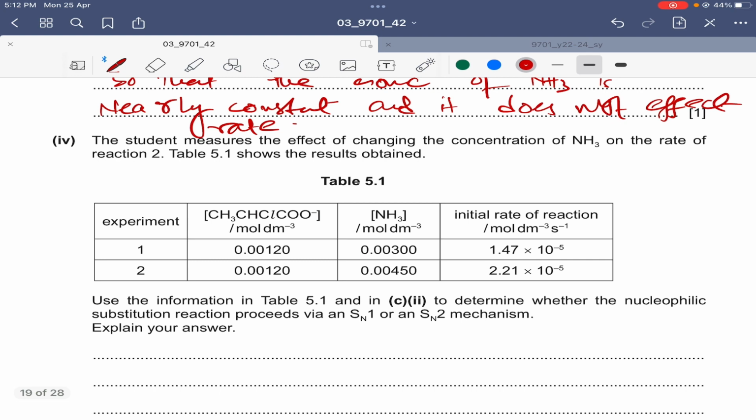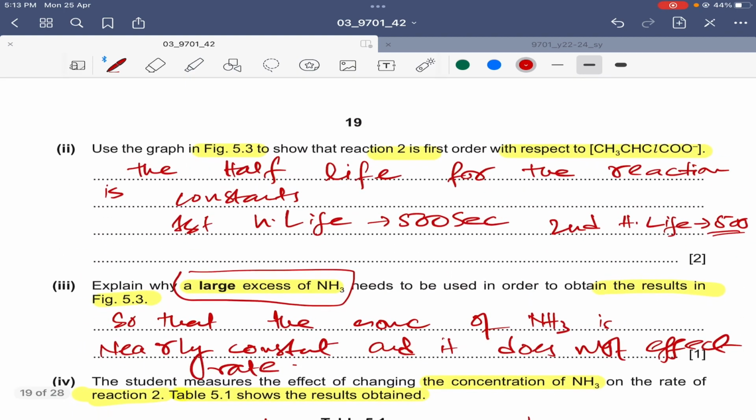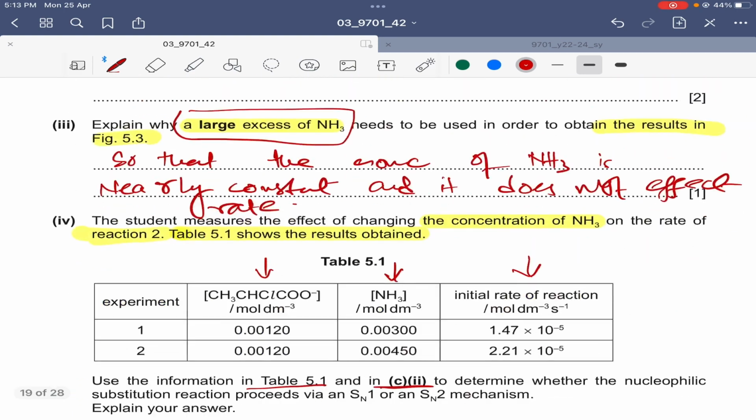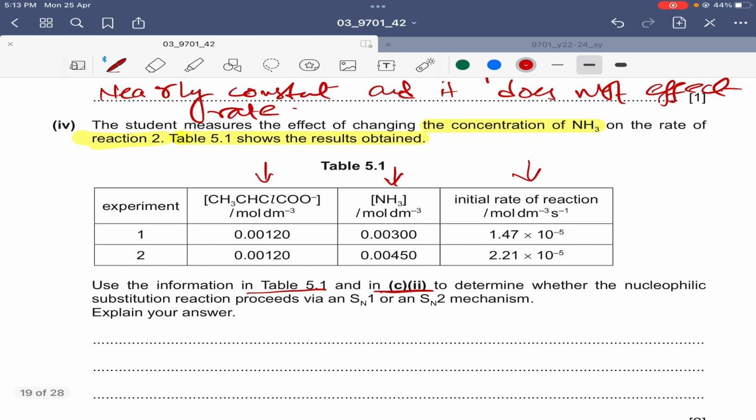And then the next part: the student measures the effect of changing the concentration of ammonia on the rate of reaction 2. Now he's changing the concentration of ammonia as well. Table 5.1 shows the results obtained, right? So he did 2 experiments. In experiment 1, they have given us the concentration of chloropropanoiodine and ammonia and the initial rate of reaction. So use the information in table 5.1 and in C2. From C2, we have calculated the order with respect to chloropropanoiodine, which is first order.